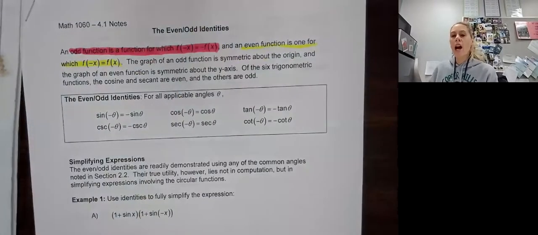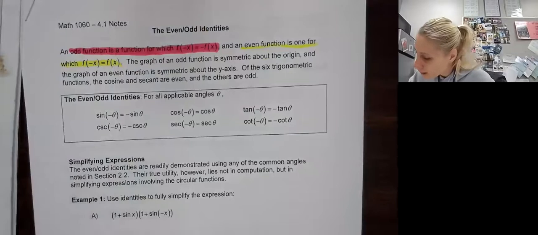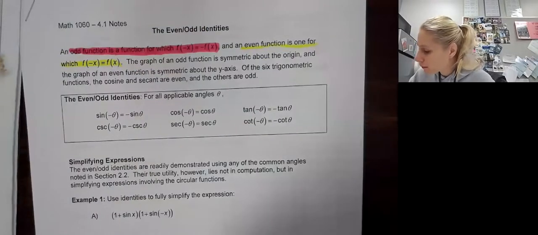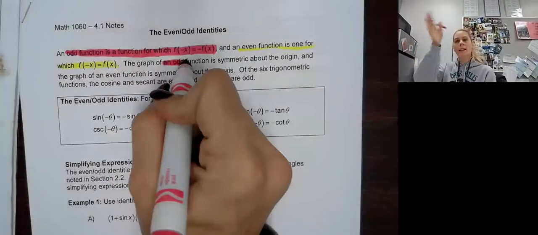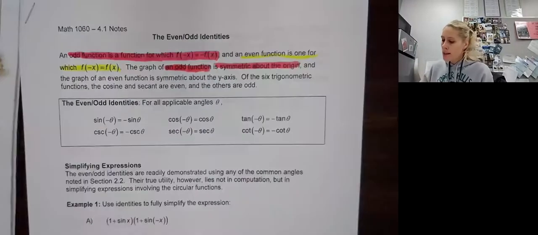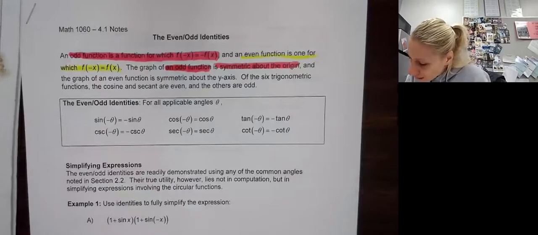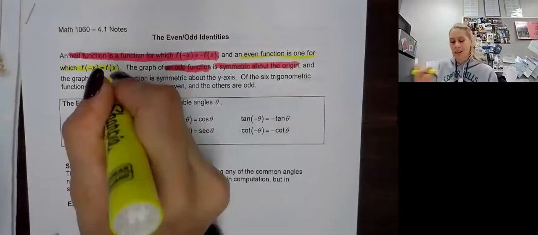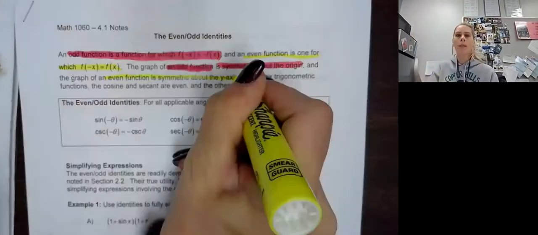The graph of an odd function is symmetric around the origin. So remember, it does that rotation. So like x cubed. And the graph of an even function is symmetric with the y-axis. So think of x squared.